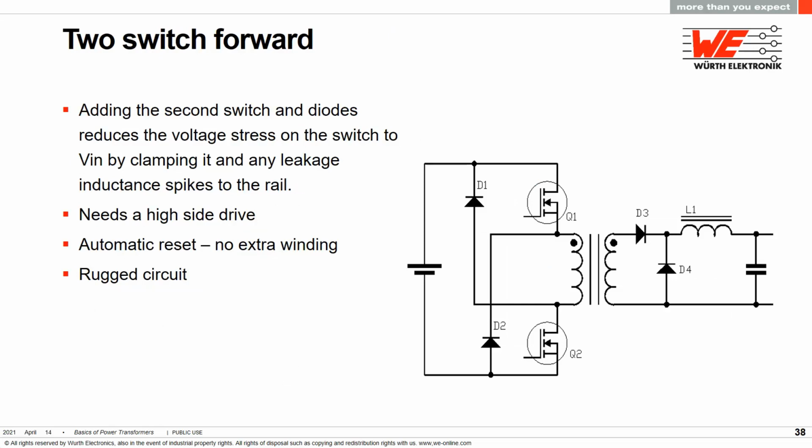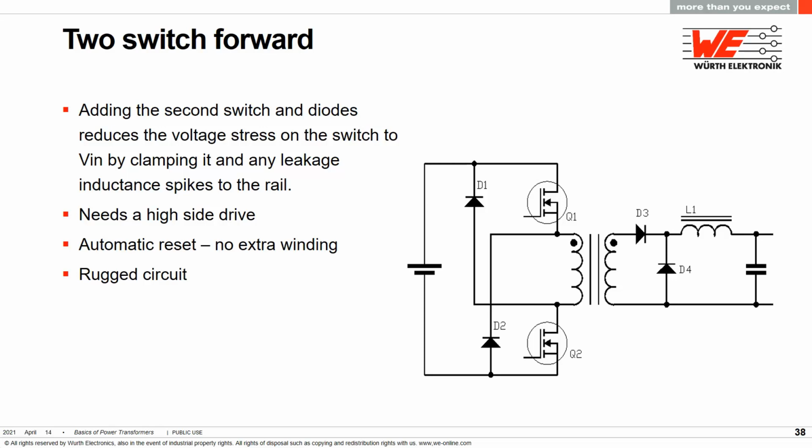If a second switch is added to the high side and a couple of diodes, you have a two-switch forward converter. With this arrangement, you can dispense with the reset winding. It's a very rugged circuit because it also divides up the source voltage, and the switch stress is limited. It operates by turning on both switches at the same time. D1 and D2 are reverse bias blocking.